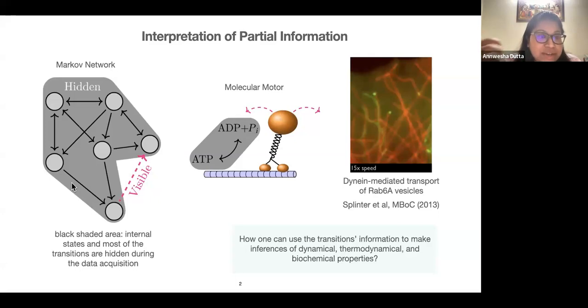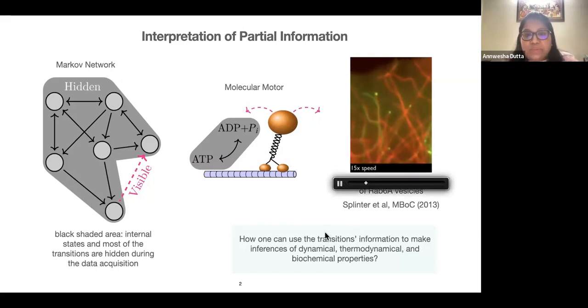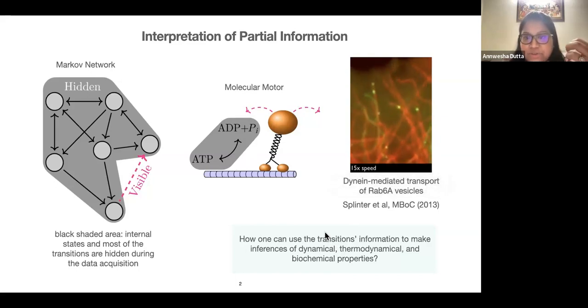But most of the experimental apparatuses that we have are limited in detecting and probing the systems, and they are at most going to see a few visible transitions in this whole network, while the internal states and the transitions are completely hidden. For example, in the case of a molecular motor, in this experiment we can see that molecular motors are taking vesicles on the tracks. So the only information here is the translocation of these motors on the track. That is the few visible transitions that we are able to observe.